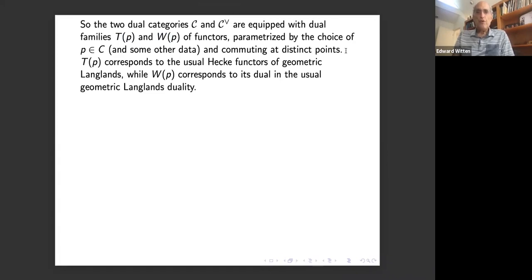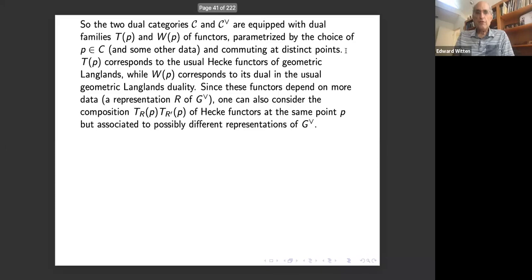So T of P corresponds to the usual Hecke functors of geometric Langlands, while W of P is its dual in the usual geometric Langlands duality. Since these functors depend on more data, namely a representation of the dual group, you can also consider the composition of Hecke functors at the same point P, but associated to possibly different representations. Again, they commute because you could take the limit as P goes to P prime.